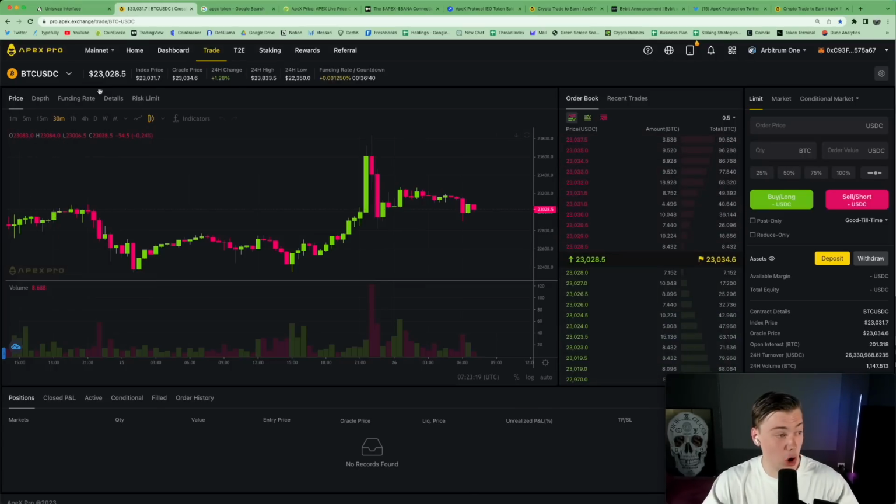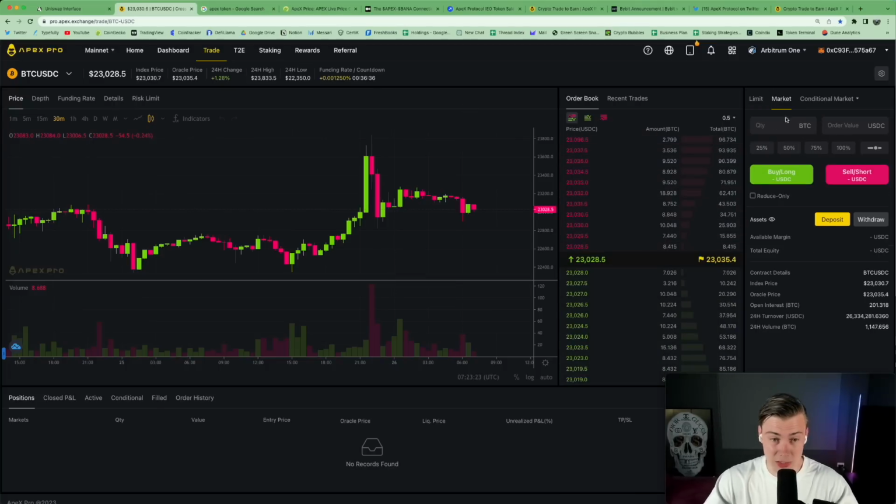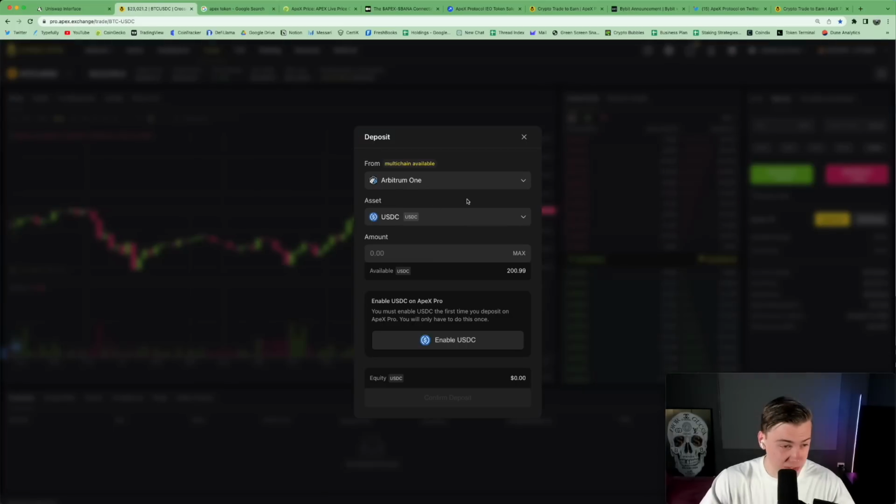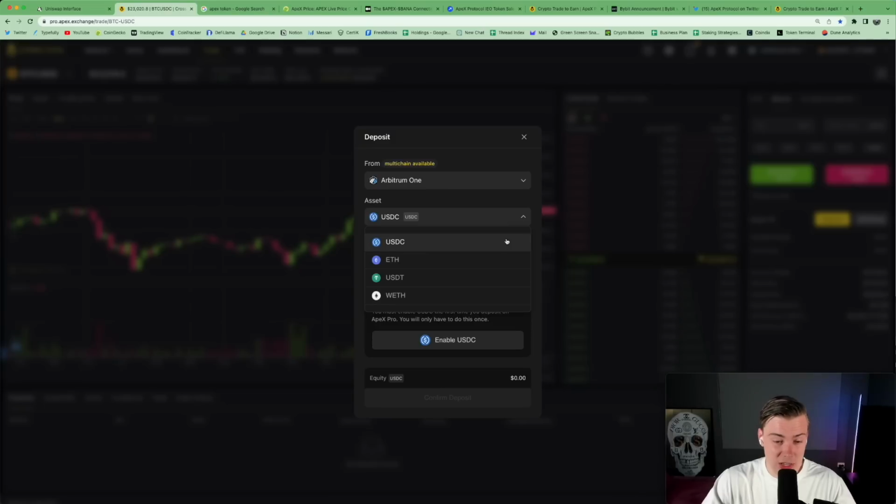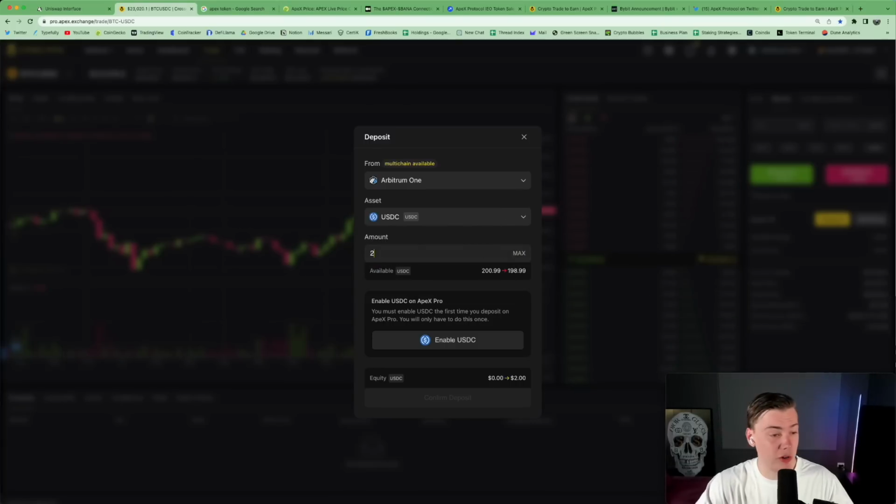So for example, if you want to open a Bitcoin trade, I think this is probably the easiest example. Let's say we want to market long Bitcoin. First, you need to add assets to the exchange. So you want to click deposit. Then you want to select the network that you're on. I like to trade on Arbitrum. Then you want to deposit USDC. You can also deposit ETH, USDT, or wrapped ETH. I want to deposit 200 USDC.